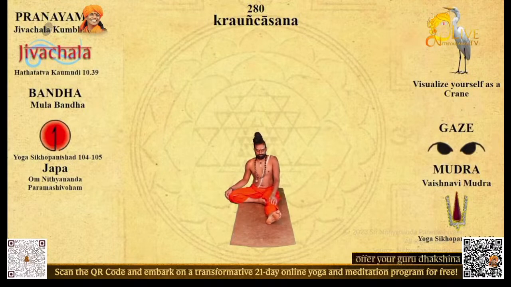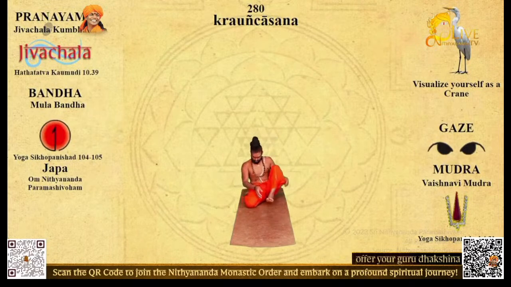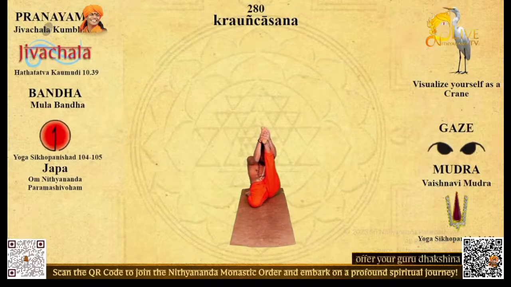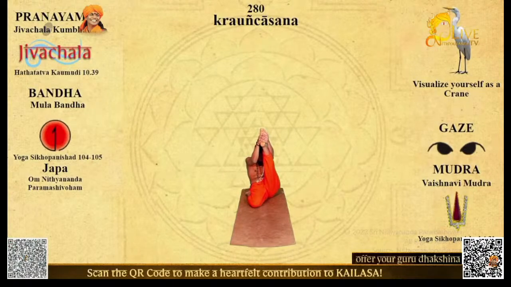Now repeat Kranchasana. Bring the right foot outside the hip. Hold onto the left foot extended in front of your face. Visualize yourself as a crane, Krancha. And perform the Jivachala Kumbhaka. Move the prana through your limbs by the force of your will alone.